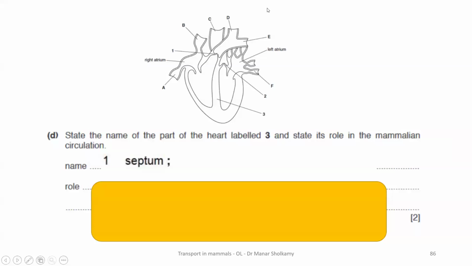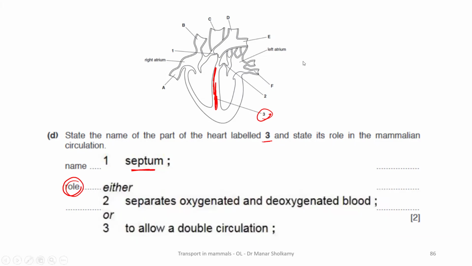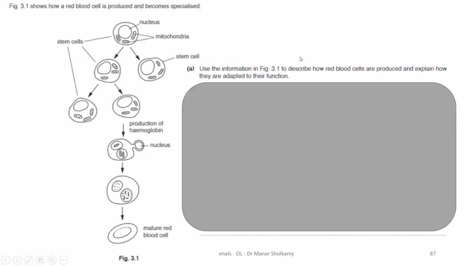Okay, now another question, asking you about the importance of the septum. State the name of the part of the heart labeled 3. What is 3? The septum. And give me 2 functions for the septum. It allows for double circulation and prevents the mixing of oxygenated and deoxygenated blood. Excellent. It allows for a double circulation and prevents oxygenated from mixing with the deoxygenated blood.